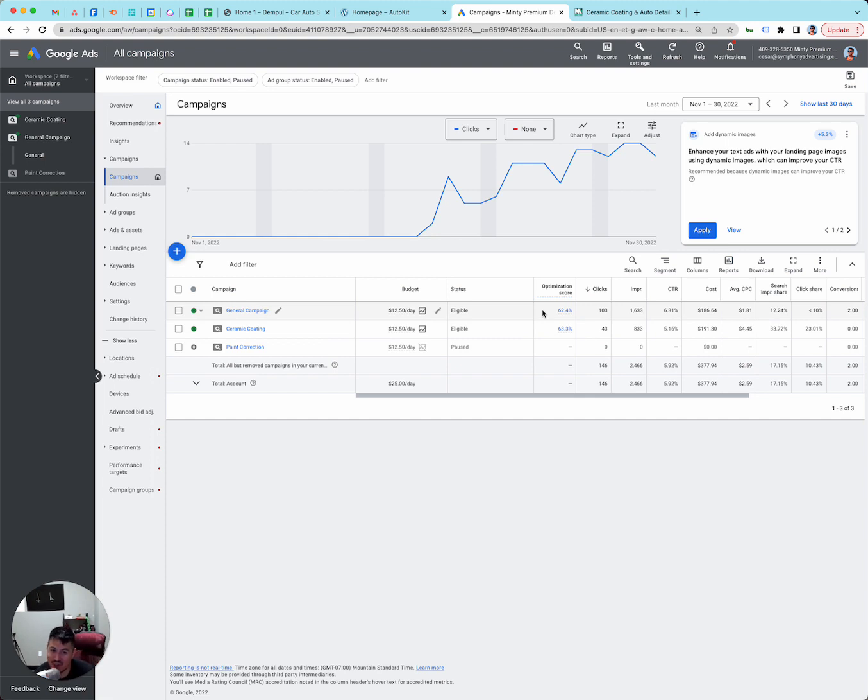Ceramic coating, that's very specific. And so, like I said, we have 33% search impression share with 23% click share, meaning we almost had a quarter of all the clicks in that 35-mile radius.